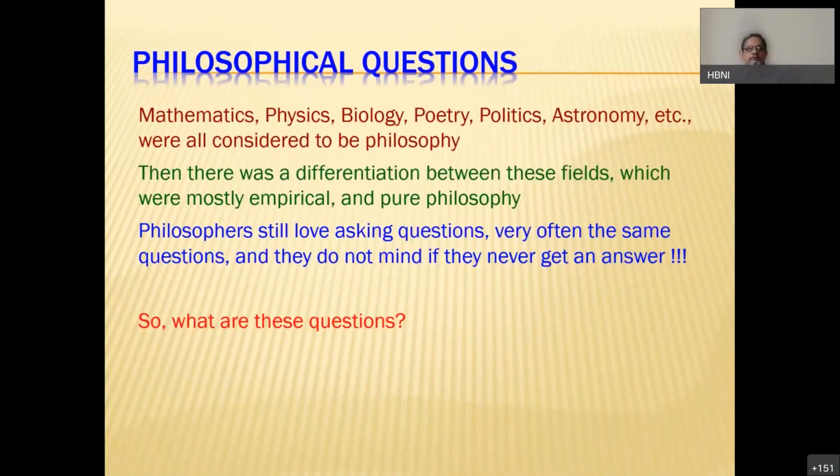And philosophical questions, all these fields of science like mathematics, physics, biology, poetry, politics, astronomy, whatever you take, were all considered to be philosophy. But then after certain periods of time, when people started knowing more and more about things, there was a differentiation between these fields, which were mostly empirical fields, like mathematics. And then there was a differentiation between these fields and pure philosophy.